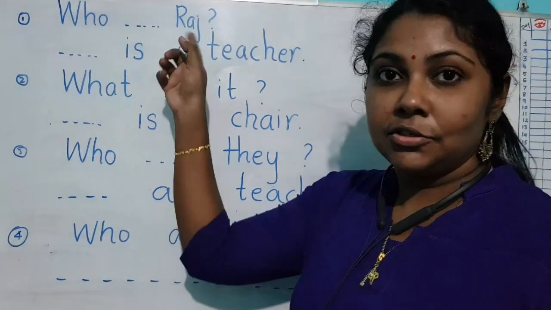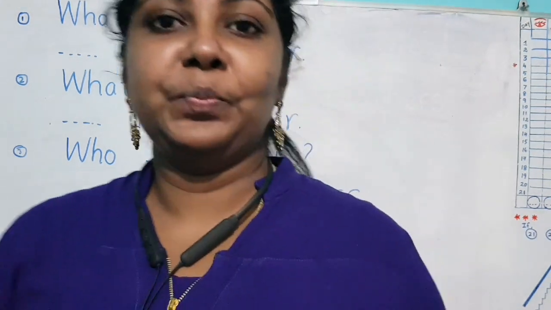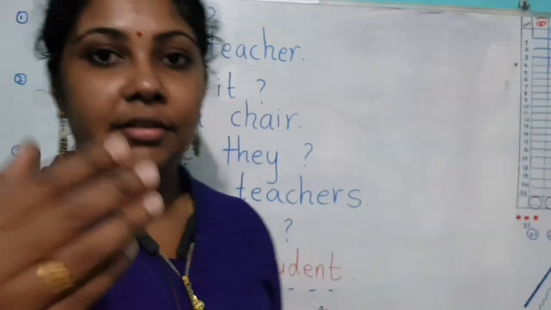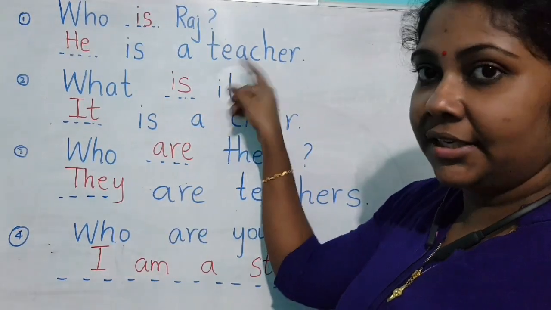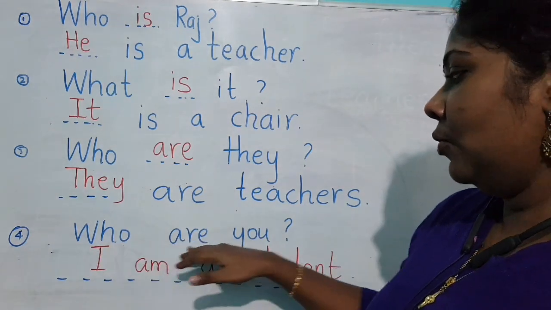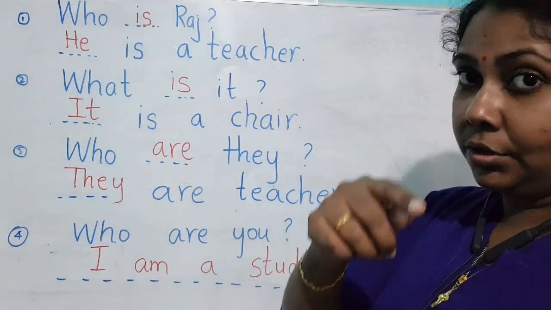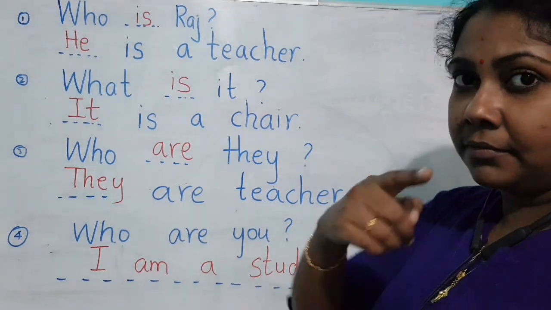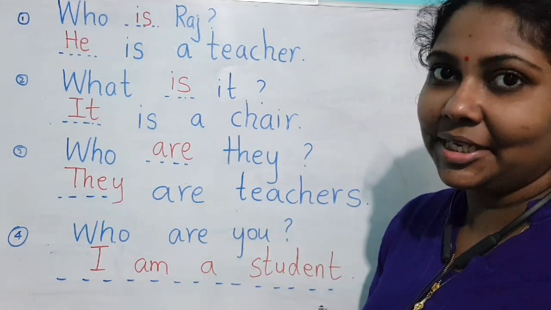Exercise. Do it now. Check it with your answer. Correct it. Who are you? You write it. Example, I am a student. You write it. Okay?